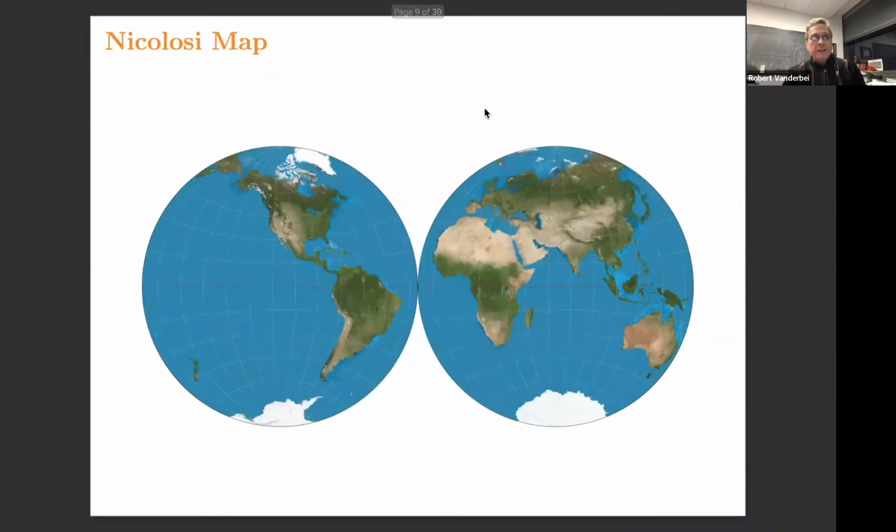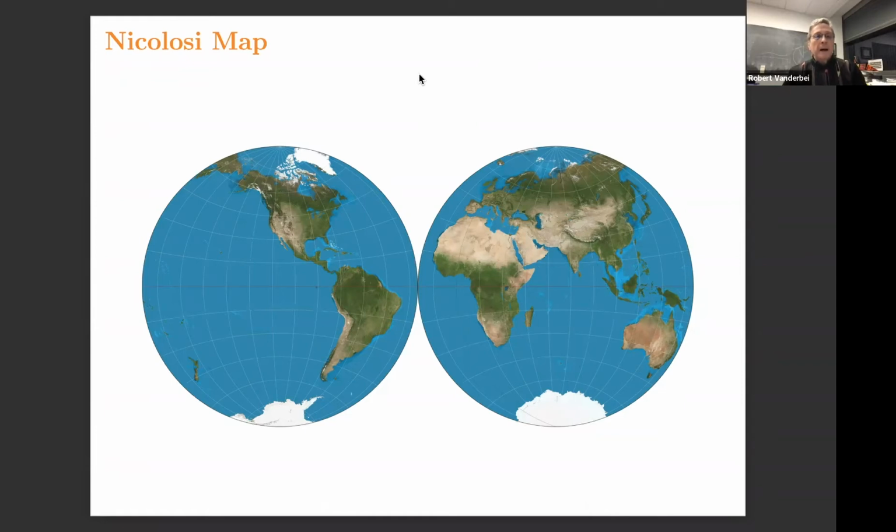If we go on to the next one, this is called the Nicolosi map. I actually don't know the details of this one. My colleague Richard Gott does, but this is a pretty nice one. One of the complaints that cartographers would have about this is that we've cut it here. This point over here is very close to this point over here, but because it's been cut and shown as two discs next to each other, the fact that we've cut it is considered to be a bad thing, even though the two halves look good individually.